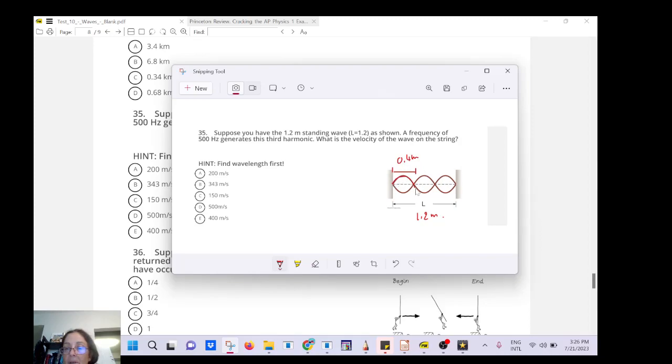So that means the whole wavelength here. So if you take the whole wavelength, so if you take from here to there, okay, so that's going to be 0.8 meters. So that means the wavelength is 0.8 meters. So the velocity is the wavelength times the frequency. So it's going to be 500 times 0.8. Okay, and I think the answer is 400 meters per second. So this is the answer.